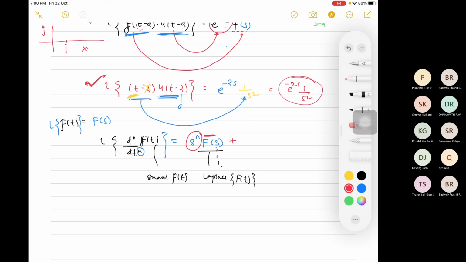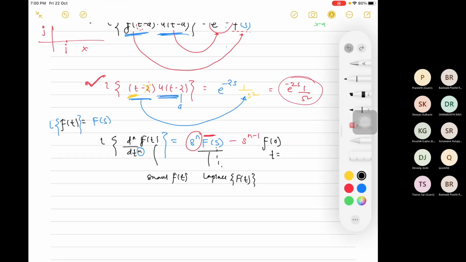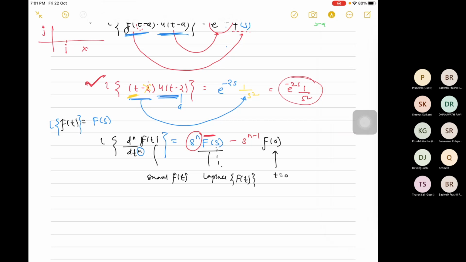Then it is minus s to the power n minus 1. But here there will not be Laplace; here it is the function's value at time t equals 0. The function's value at time t equals 0. At time t equals 0, what is the function's value?